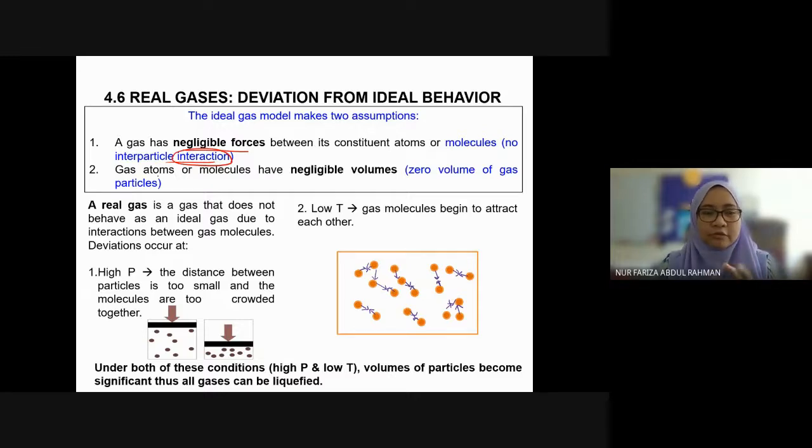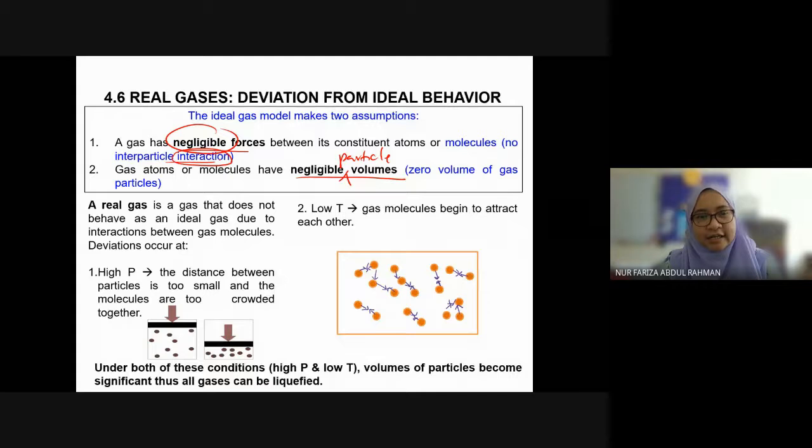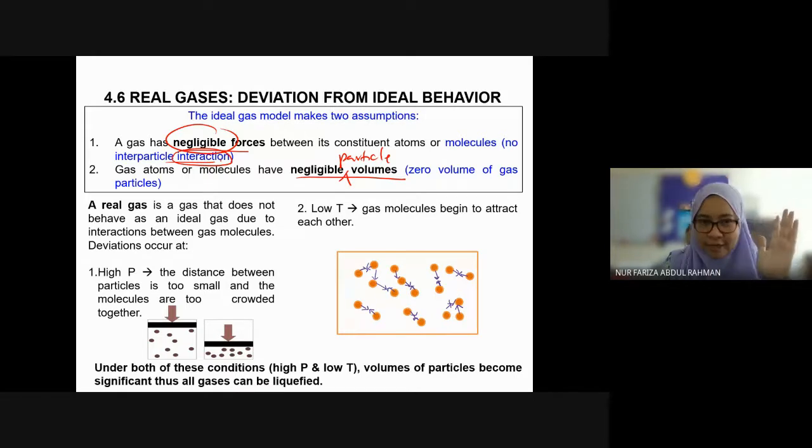Secondly, gas molecules or gas atoms have negligible volume, particle volume actually. It does have particle volume. It's just that it is too small that it can be neglected. It actually exists, it's just not significant and it can be neglected. Ideal gas is simple, it just ignores it. Actually, in a real gas, there are forces. It's just that they are not dominant. For ideal gas it's simple: not dominant, ignore. So that is ideal gas behavior, zero volume of gas particle.